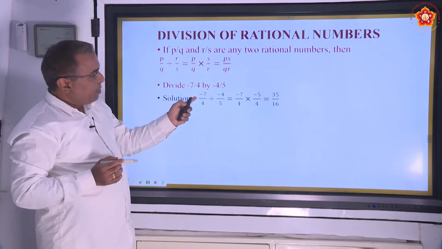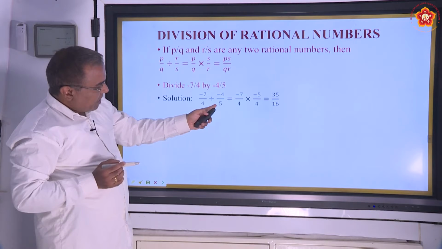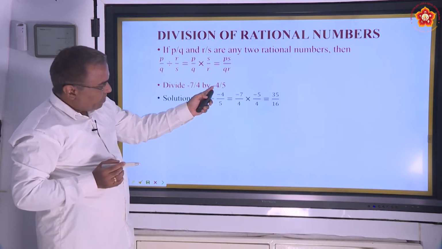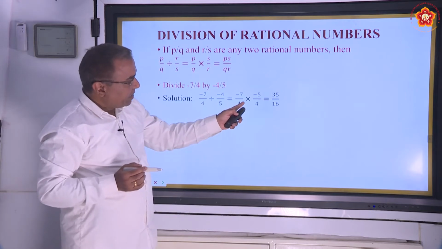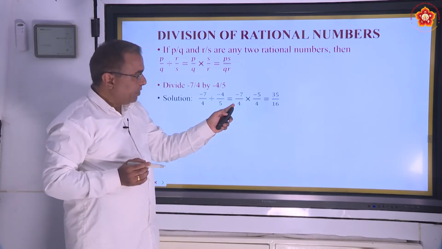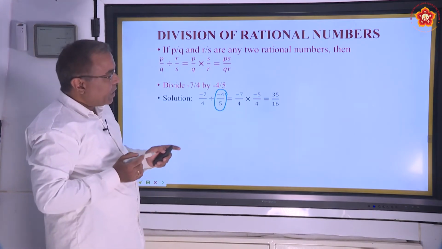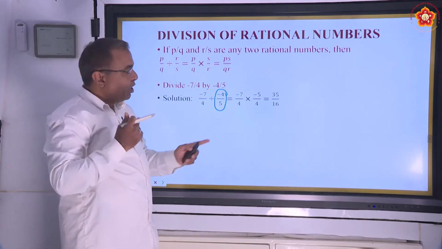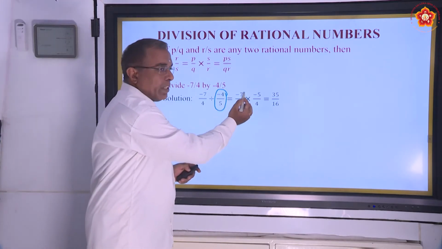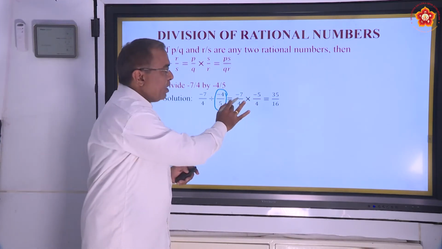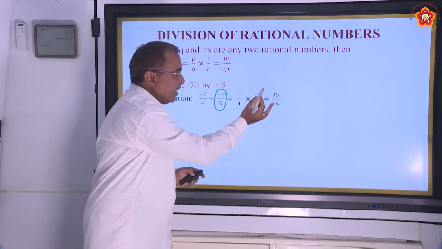Divide minus 7 by 4 by minus 4 by 5. It means what? This is the first step, divided by minus 4 by 5. As I told you earlier, the division sign we will convert into multiplication, which means minus 4 by 5 reciprocal should be written. What is the reciprocal of minus 4 by 5? Minus 5 by 4. Then as usual we will multiply the numerator separately, denominator separately. Minus into minus, you know it is plus, 5 7s are 35, 4 4s are 60.